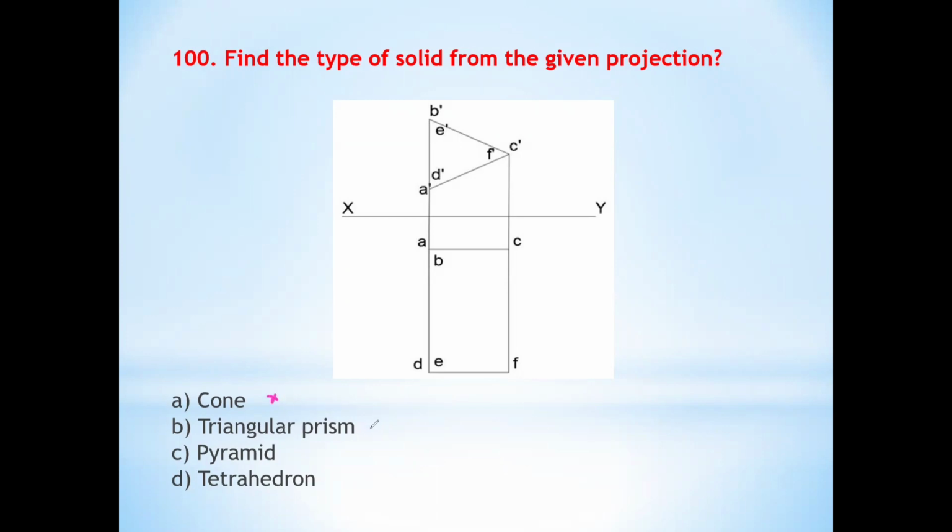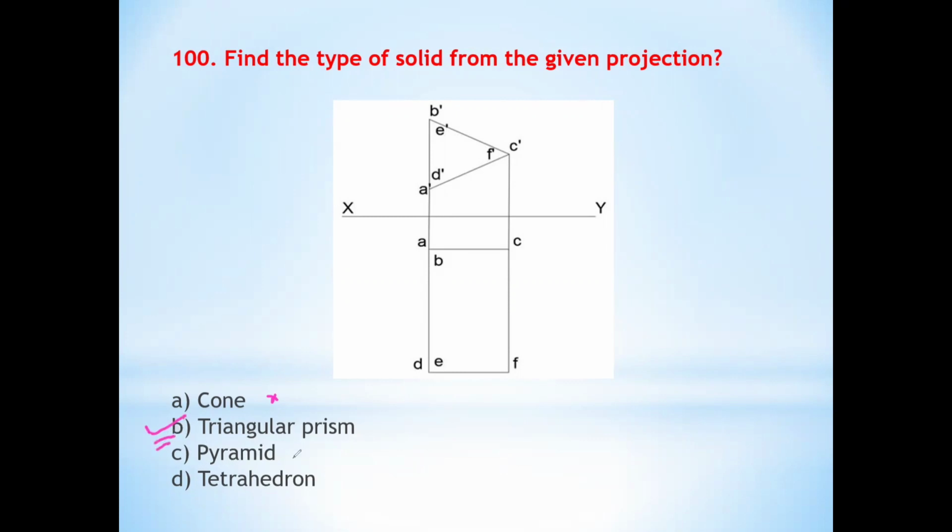Triangular prism. Yes, it can be, because if a triangular prism is there, its top view can be a rectangle, and the front view can be a triangle. So whatever the triangular prism is, it is kept on the VP on one of its bases, and in this case its front view will be a triangle, and the top view will be a rectangle. So this will be correct. Okay, so B will be the answer.